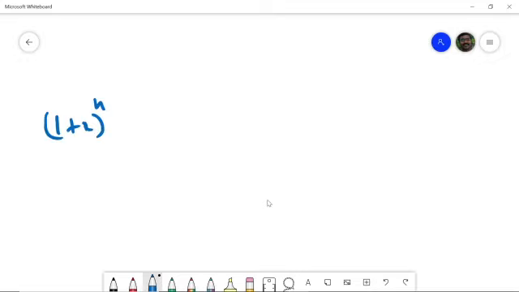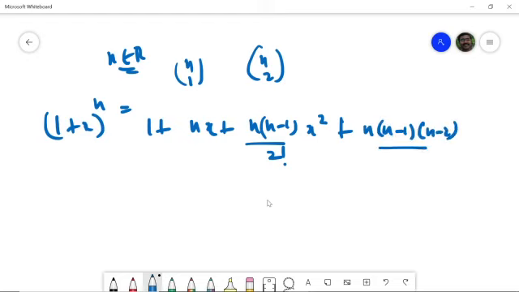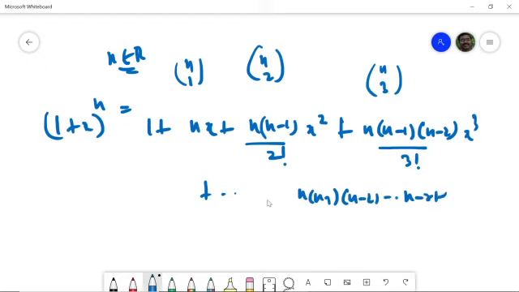So it is nothing but 1 plus n x plus n(n - 1)/2 factorial into x squared. This is the term corresponding to nC2. This is the term corresponding to nC1. The next term, can you guess what it is? It's n(n - 1)(n - 2)/3 factorial into x cubed, and it will go on like that. This is the term corresponding to nC3, and the r-th term would be n(n - 1)(n - 2) etc. up to (n - r + 1)/r factorial into x raised to r.